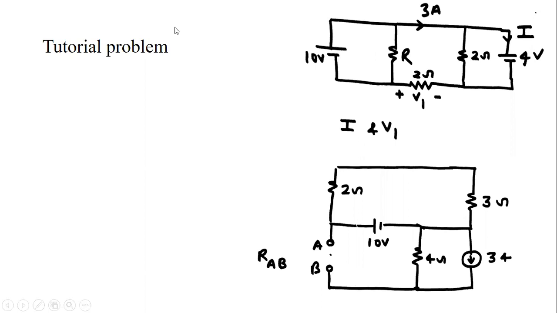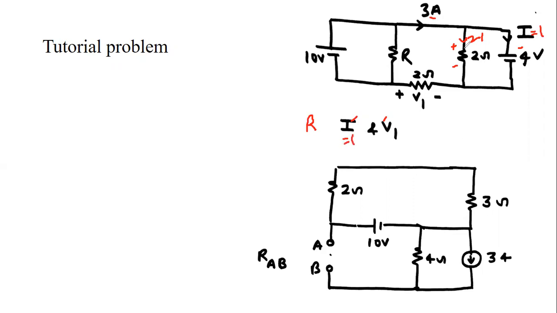Question one: find the value of I and V1 as shown in the figure. Also calculate the value of resistance R. See here in the question, the 2 ohm resistance is in parallel with 4 volt. So the voltage across this resistance is also 4 volt, and the current in this resistance is 4 divided by 2. So the current in this branch is 2 ampere. Applying KCL, the value of this current I is 1 ampere. So my first answer, I, is 1 ampere.